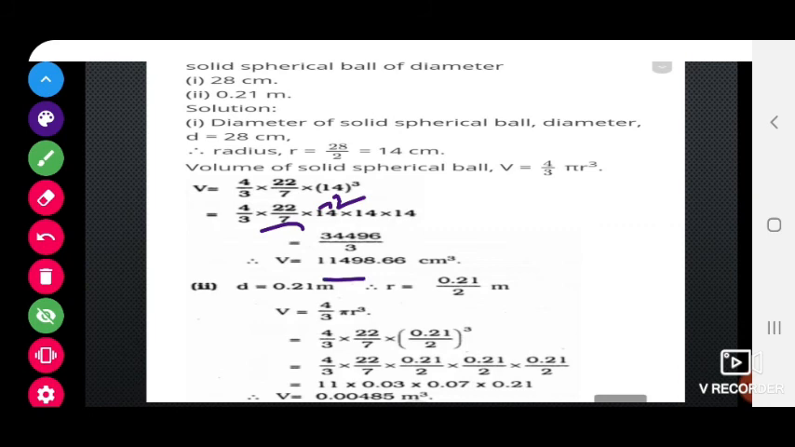Note, children, in the previous one they gave the radius directly. In this one they have given the diameter. We have to find the radius by using d by 2, and then substitute the same way. Okay, so please do it very carefully.